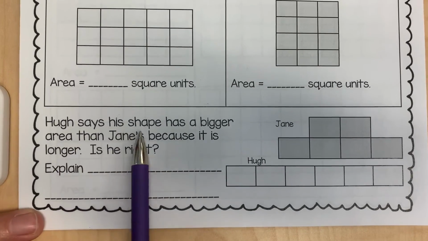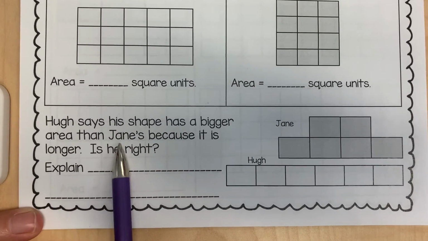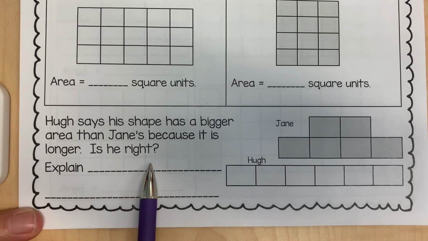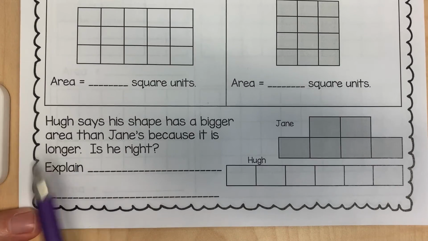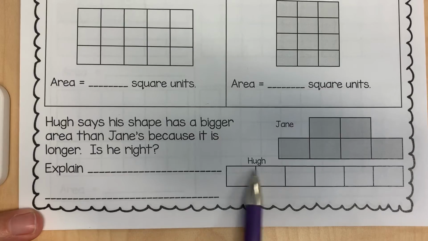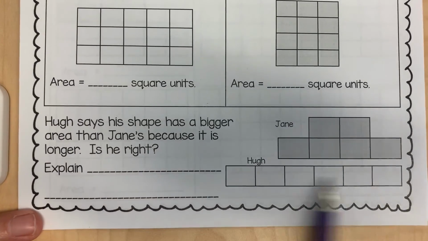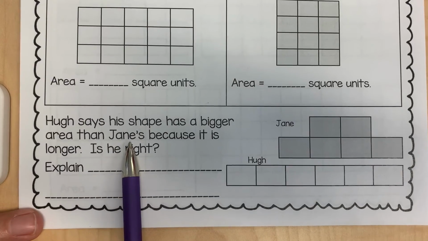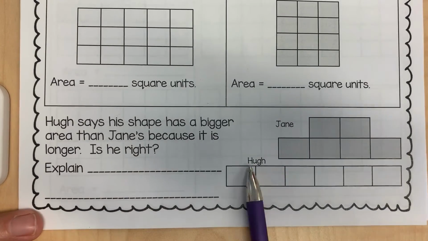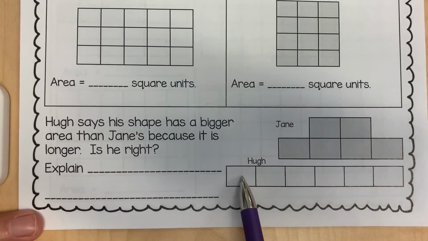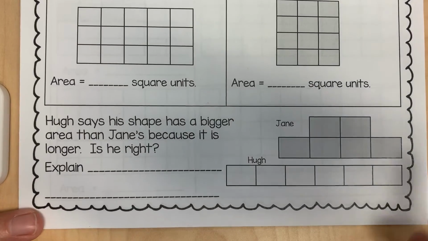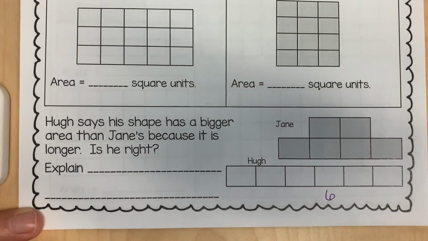Hugh says his shape has a bigger area than Jane's because it is longer. Is he right? Explain. So I'm going to read it again. Hugh, that's this guy here, says his shape has a bigger area because it's longer than Jane's. Is he right? So his is longer, but let's count out our area. 1, 2, 3, 4, 5, 6. That has an area of 6 square units.